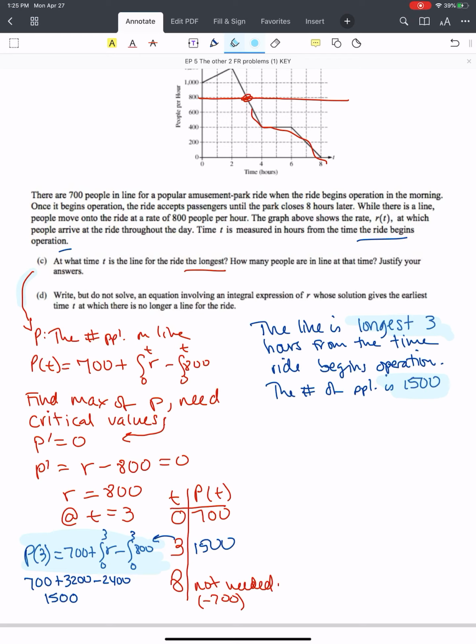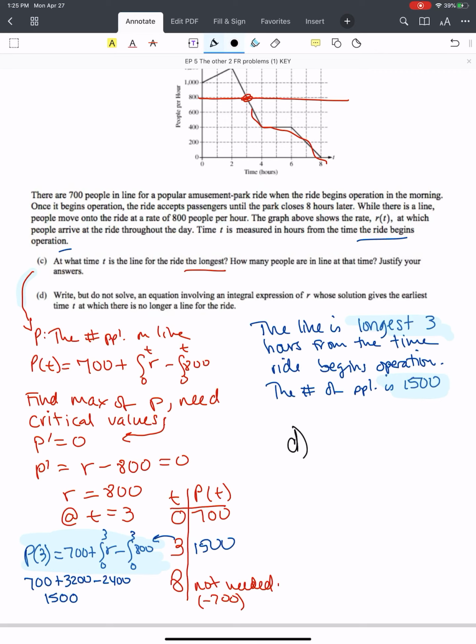And lastly, let's get a different color. D says, write but do not solve an equation involving the integral expression of R whose solution gives the earliest time t in which there is no longer a line. So they just want an equation.